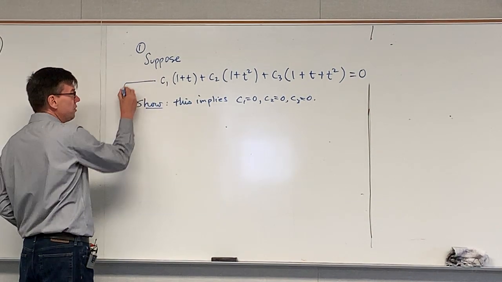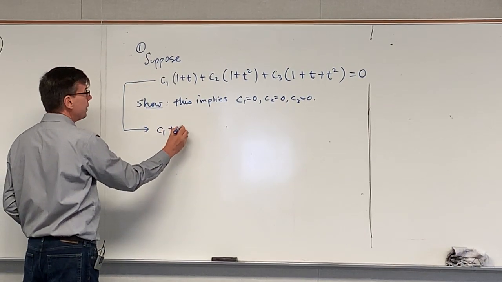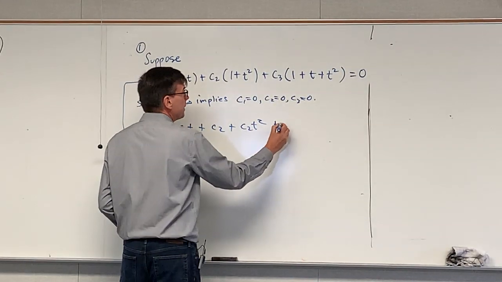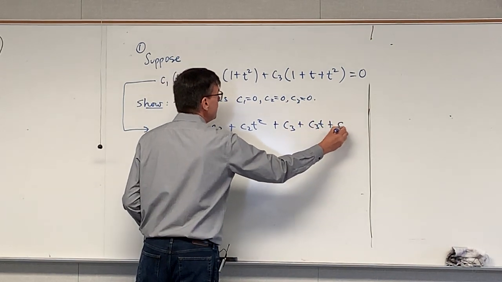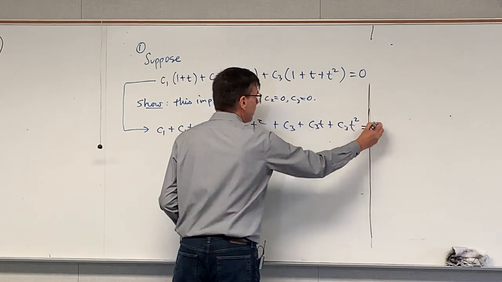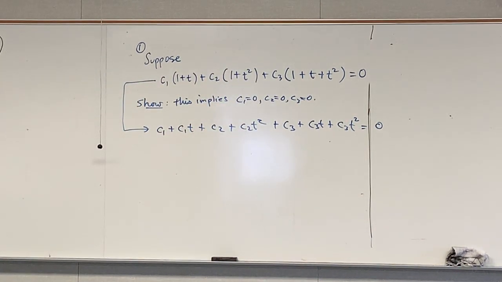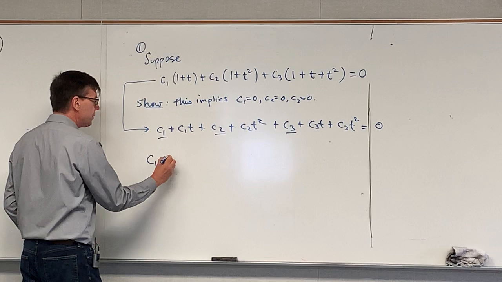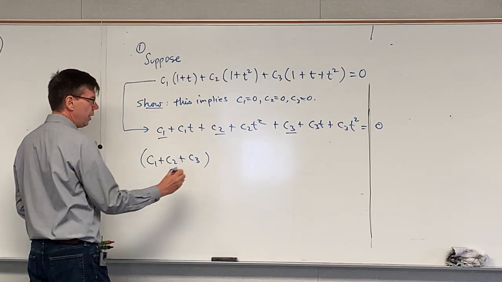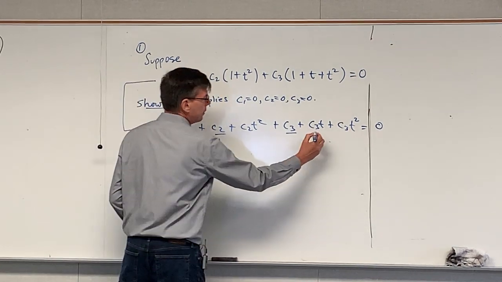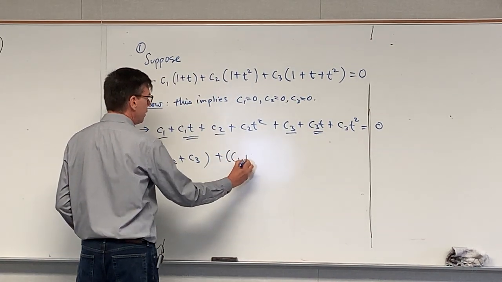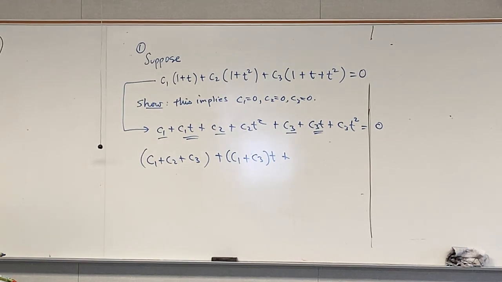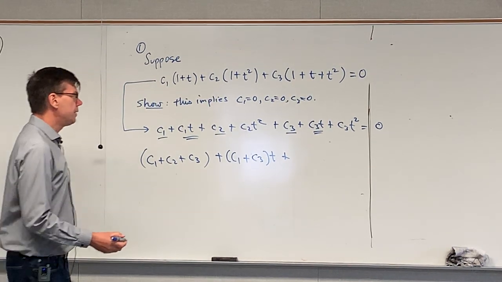And we can just do this as an algebra problem. We got C1 plus C1t plus C2 plus C2t squared plus C3 plus C3t plus C3t squared equals 0. I'm going to combine like terms here. I have constants C1, C2, C3. I'm going to group those together. Those are the constant terms, right? And then my t coefficients are C1 plus C3. And my t squared coefficients then, hopefully I didn't miss anything, are C2 plus C3.